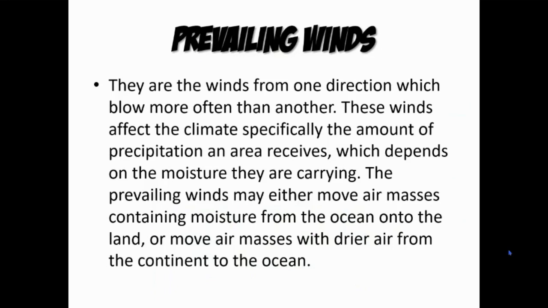These winds affect the climate, specifically the amount of precipitation an area receives, which depends on the moisture they are carrying. The prevailing winds may either move air masses containing moisture from the ocean onto the land or move air masses with drier air from the continent to the ocean.